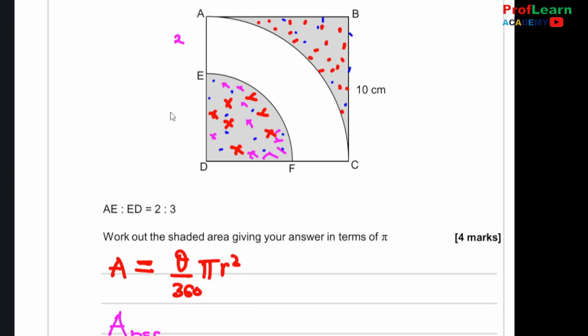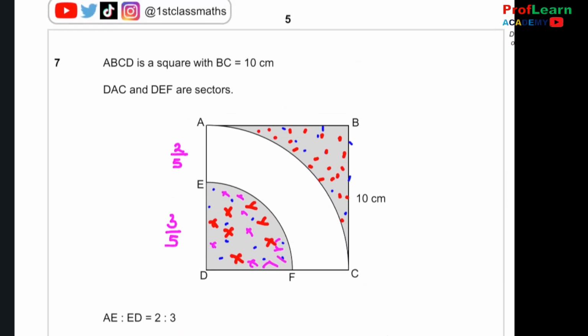2 is to 3, so meaning this 2 over 5, this is 3 over 5. But still remember that we were told the square was having how many centimeters? 10 centimeters. So which will mean that in order to find the radius of this particular sector, it will be 3 over 5 times 10. And actually you can see this is going to reduce to 6 centimeters. So the radius is actually 6 centimeters.